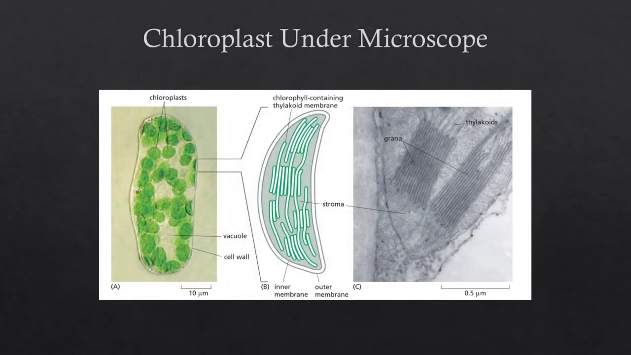Now when you see the chloroplast under a microscope, we are going to see something like this. This is a cell, and inside the cell you can see the chloroplast. And when you take a single chloroplast and zoom in, you see the thylakoid membranes, chlorophyll-containing thylakoid membranes. So your chlorophylls are present in the membranes of the thylakoid. Now this particular image is going to be visible when we see the chloroplast under an electron microscope.